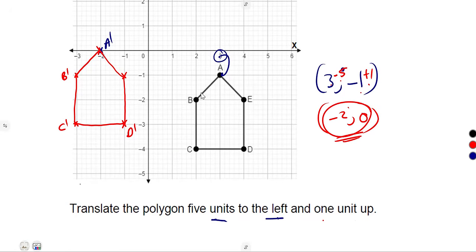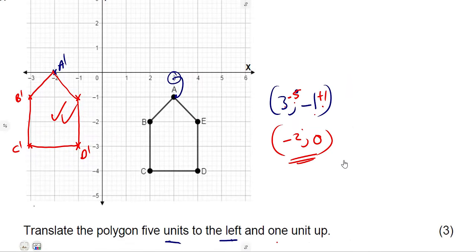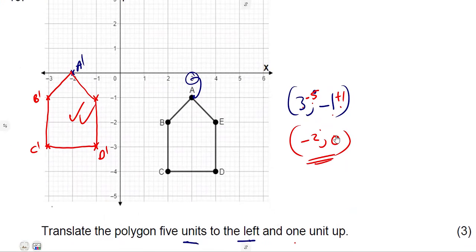You mark your point. You do the same thing for B, and for all these points. You will be subtracting 5 on x. You add 1 on y. Each and every point, it was going to end up like this at the end. You're going to have something like that. All right, so that was our transformation. That was question number 46.